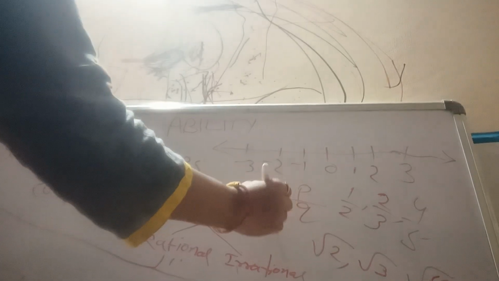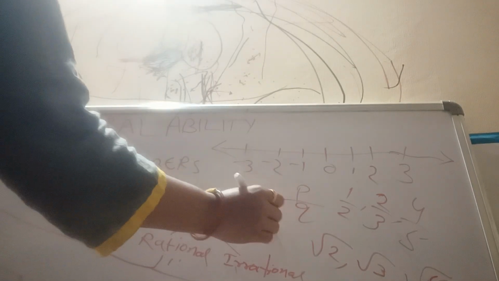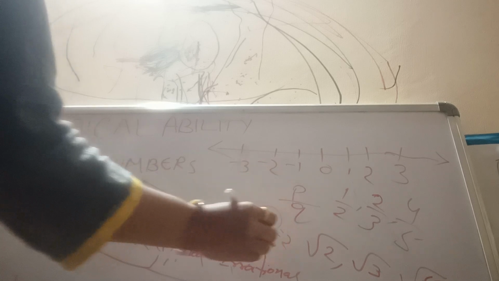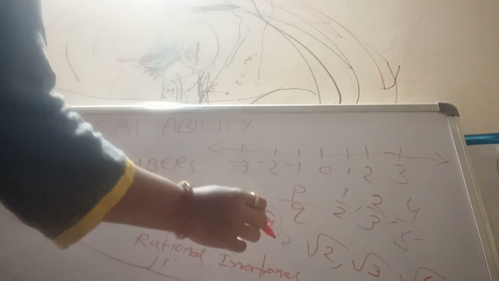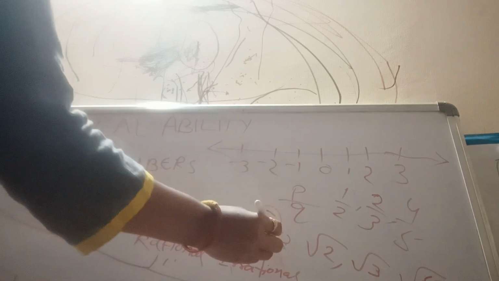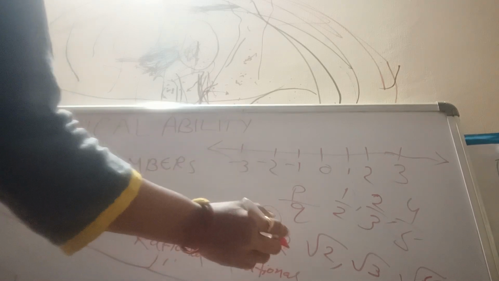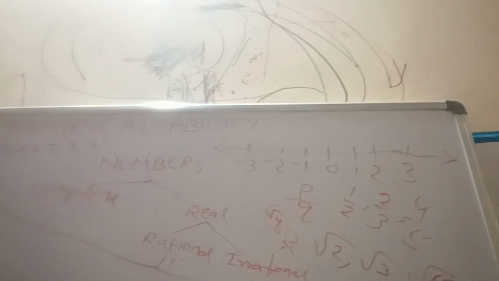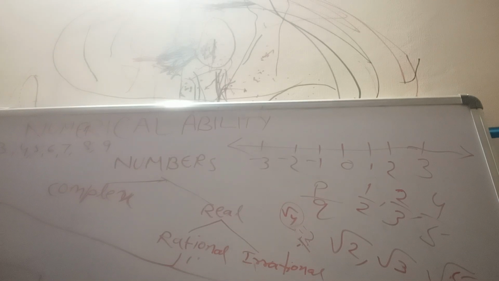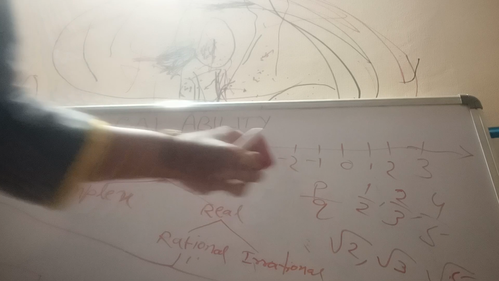Why is root 4 not written? Because root 4 can be simplified, it is equal to 2. So this can be written as P by Q, as the denominator is 1. So this is P, this is Q. So we cannot say this is an irrational number. Okay. Thank you.